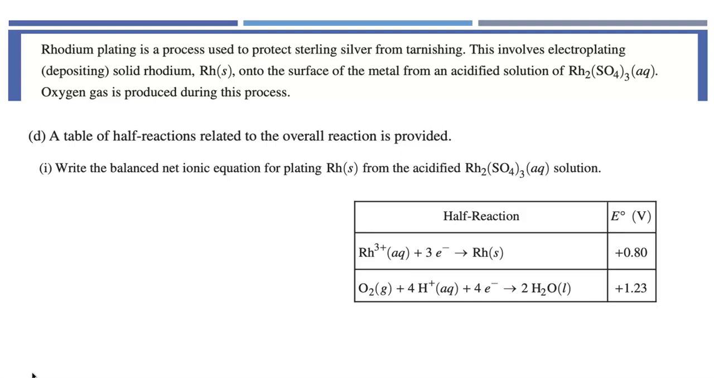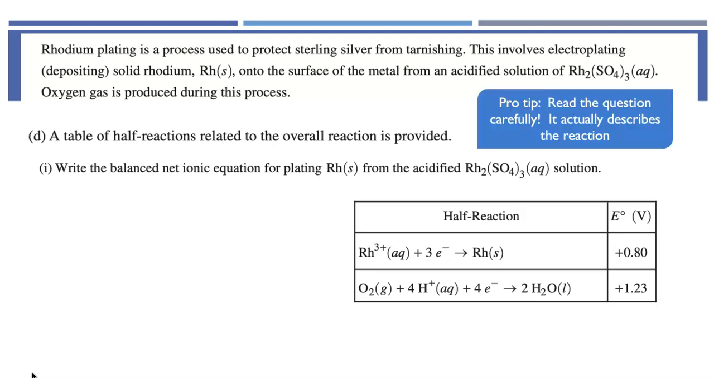Write the balanced net ionic equation for plating rhodium metal from the acidified rhodium-3 sulfate solution. The key here is to read the question carefully. They're actually telling you exactly what's happening in this process, giving a really big fat clue here. We're electroplating solid rhodium. We're depositing solid rhodium onto the surface of the metal. So when we look at that rhodium half reaction, that's telling us that we need rhodium as a product. So we're going to keep that half reaction as written. And I'm going to just copy it down.